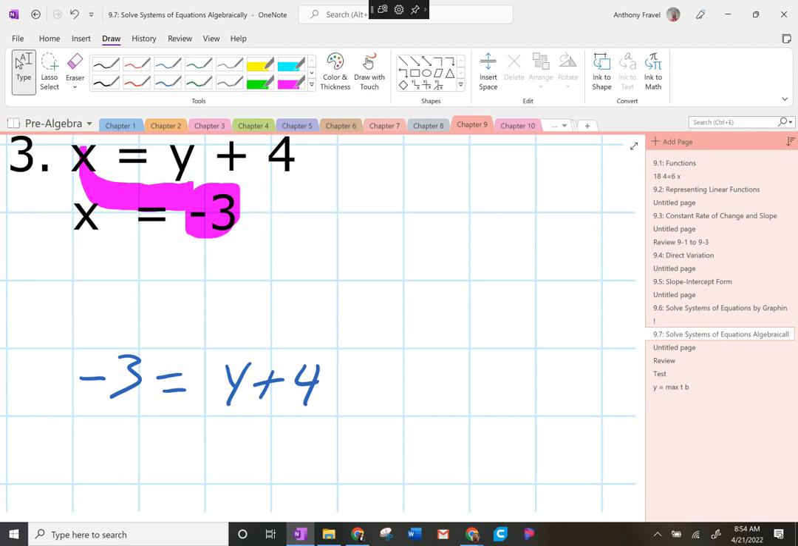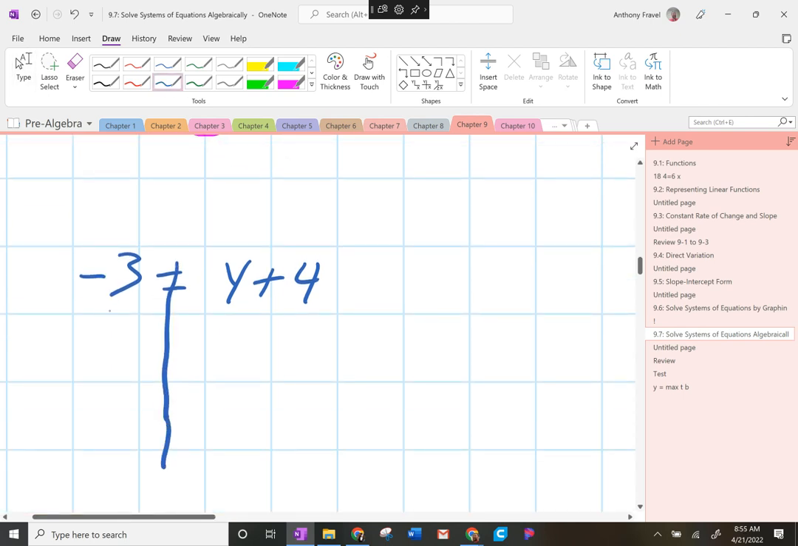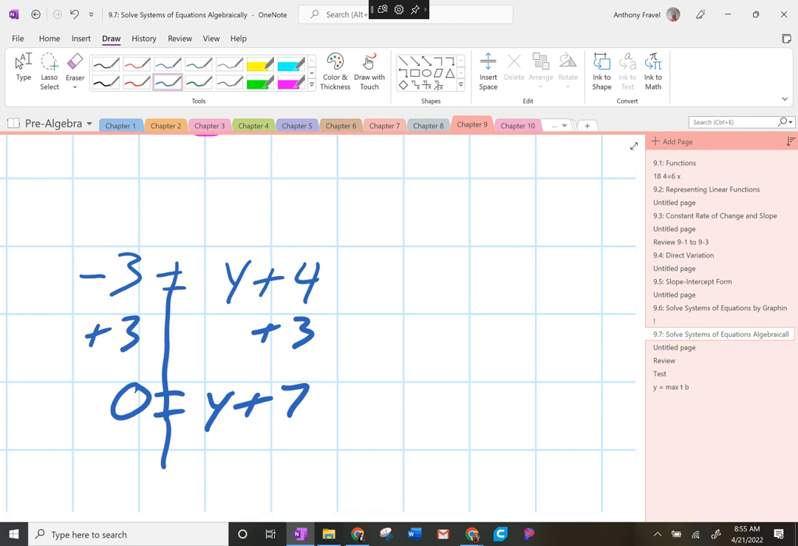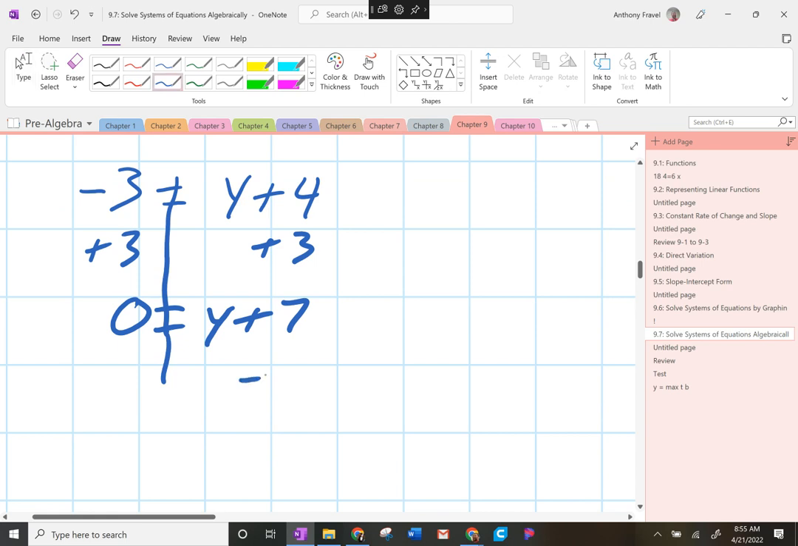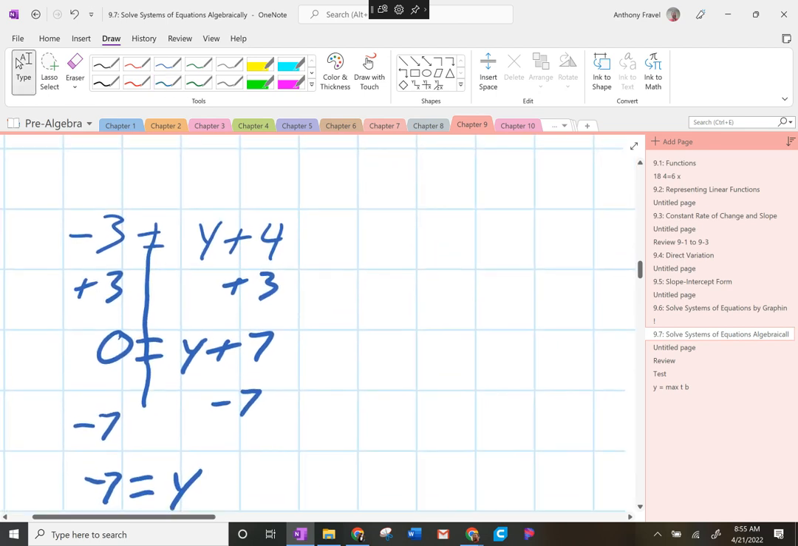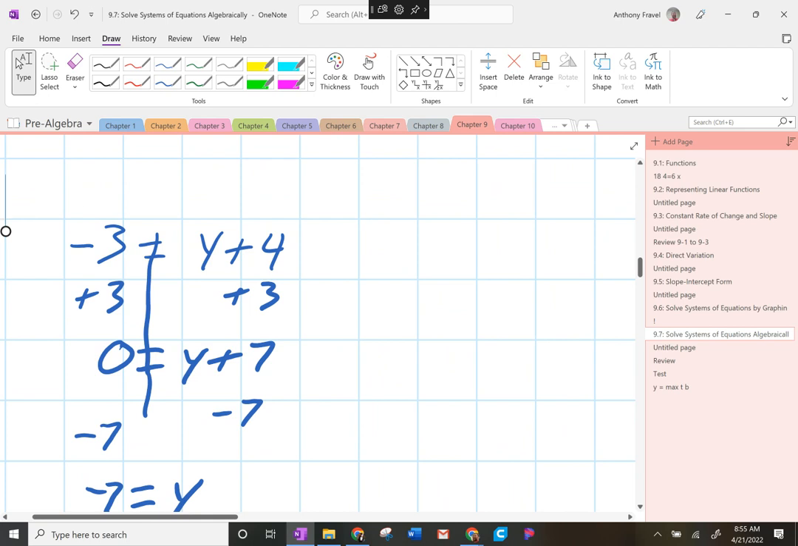What do I do next? Hector? Add 3 to both sides. Okay. So I'm going to draw this line just so I can keep them separated. Add 3 to both sides. Now I got 0 equals y plus 7. Am I done? Okay, subtract 7 from both sides. -7, -7. I get -7 equals y. Am I done there? Okay.